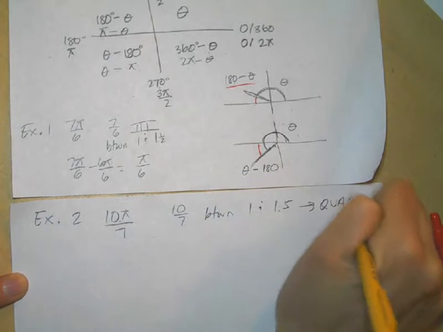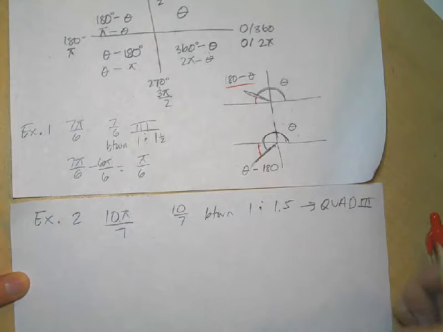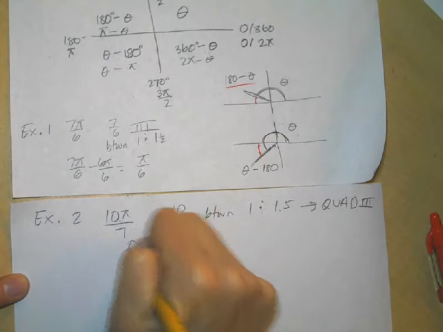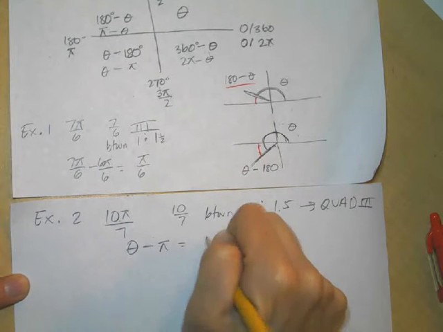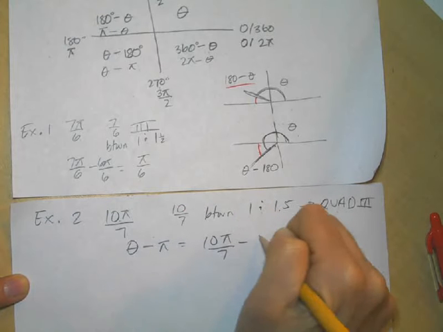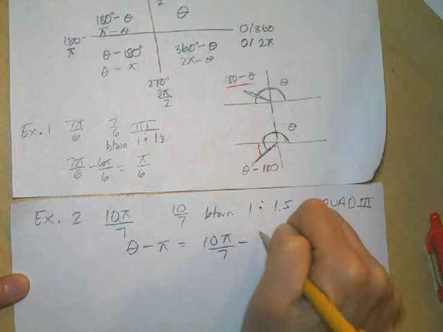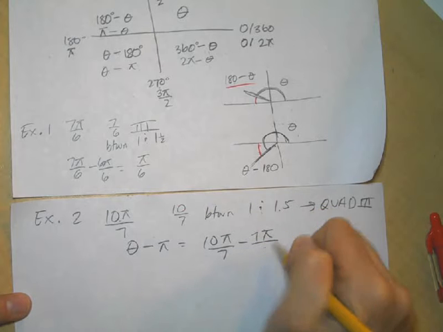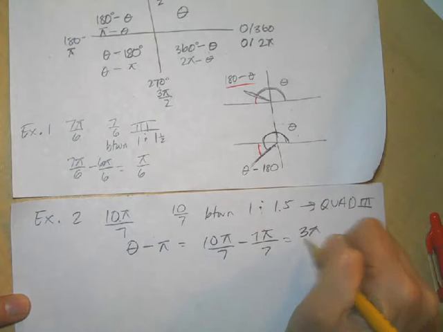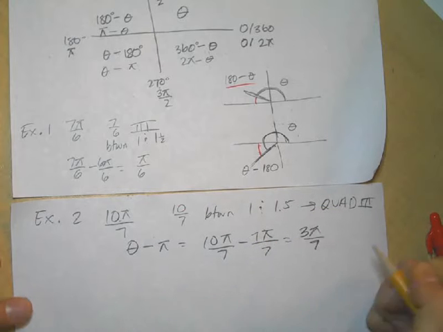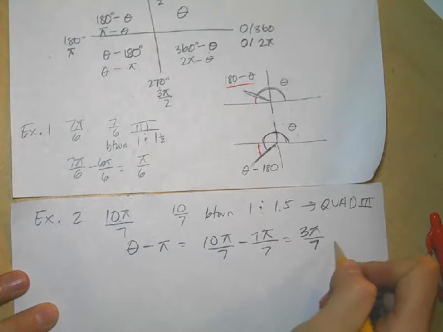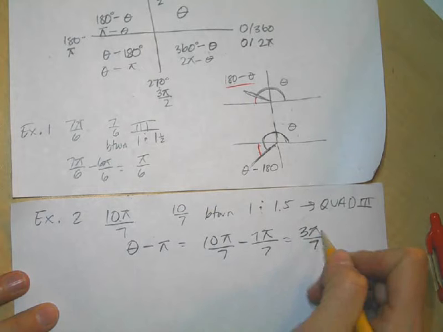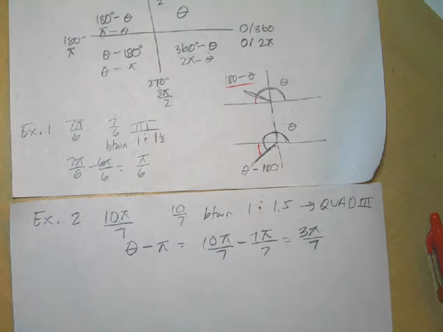So again, I use quadrant 3's formula, which is theta minus pi. So that gives me 10 pi over 7 minus pi. But you have to use a common denominator, so 7 pi over 7, which gives me 3 pi over 7. Okay, now sometimes when it's over a number, you'll get some answer like 3 pi over 7.